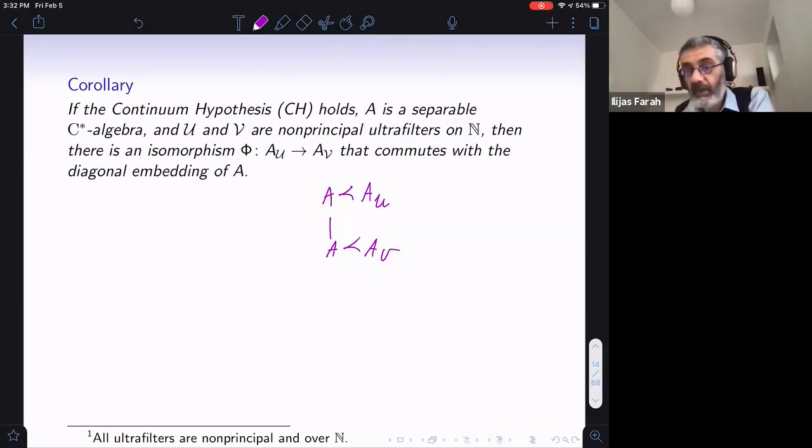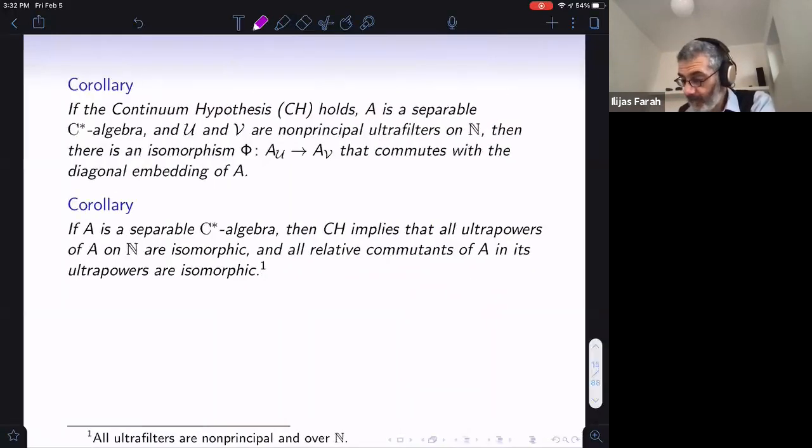Okay, so what that means is that ultrapowers are isomorphic, but also if you look at the relative commutant, this isomorphism is going to send the relative commutant to the relative commutant because A goes to A. Right, so the commutant goes to commutant. So relative commutants are isomorphic as well. And that's what the corollary says. So if you have a separable C*-algebra, then continuum hypothesis implies that all ultrapowers on N, so this on N is not necessary, are isomorphic, and all relative commutants in its ultrapowers are isomorphic.